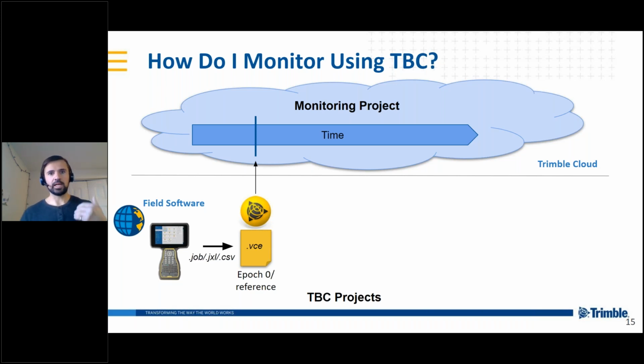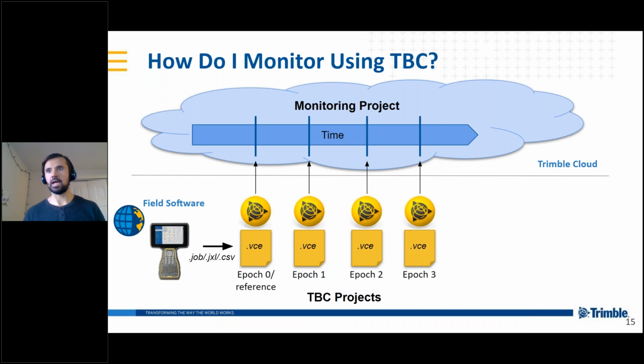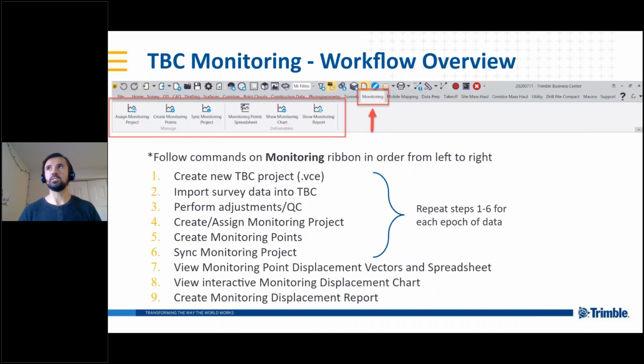Now, as we collect the next set of data, so epoch 1, we do the same process. We collect it in the field, we import a field file into TBC, into a new VCE project, and then we synchronize that to the same monitoring project. So the same monitoring project, but multiple TBC projects. And we do the same thing over time for however many epochs that project lasts. And then what do we get in the end? After we have 2 or more TBC projects, we get the reporting and the deliverable aspects in TBC as well, and we'll go through a demo of that. So that's an overview of the workflow, but we'll get into that in more detail.